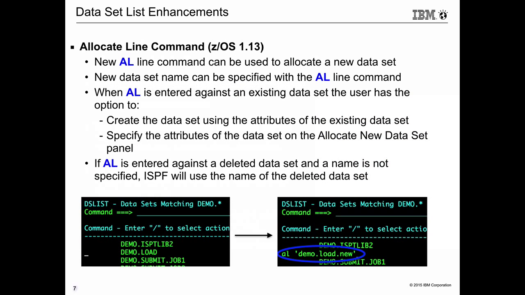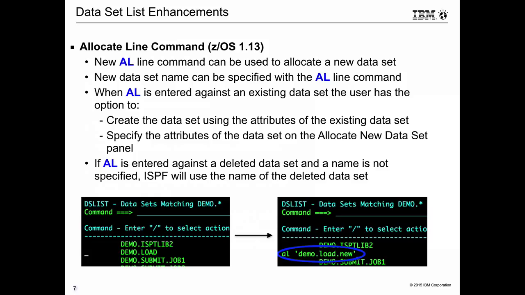1.13 added an allocate line command, which gives you the ability to allocate a new data set that is going to be just like one that I already have. So you can enter the AL line command beside a data set that's currently in your data set list and specify a name, and that will cause us to go out and allocate a new one with the exact same attributes as the one that already exists. Or you have the option of actually making some changes to those attributes.